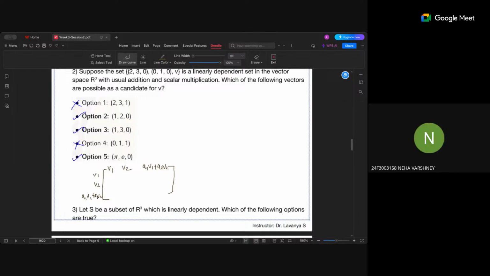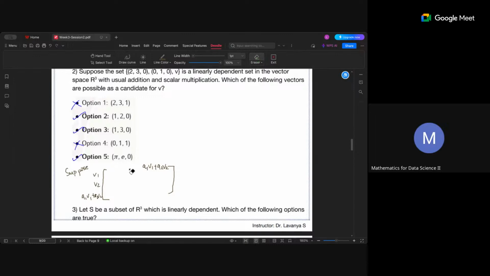Ma'am, I am unable to understand how the third row is A1 V1 plus A2 V2. No, this is a suppose condition. I'm talking about a supposition. Suppose this is a scenario.